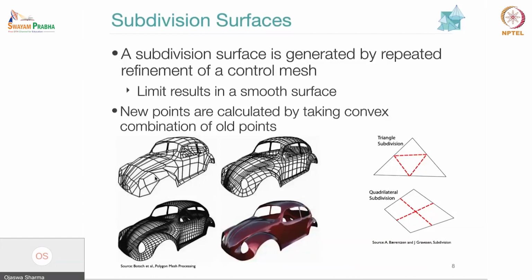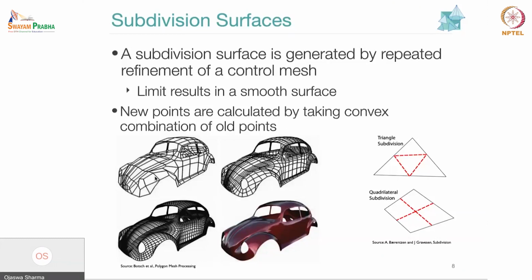So what is subdivision? Subdivision of a surface is repeated refinement of a coarse mesh, otherwise also known as a control mesh. In the limit, that is, if you keep on subdividing the facets, you get a smooth surface. You can prove that different types of algorithms will result in different types of smooth parametric surfaces. So Bezier and splines.